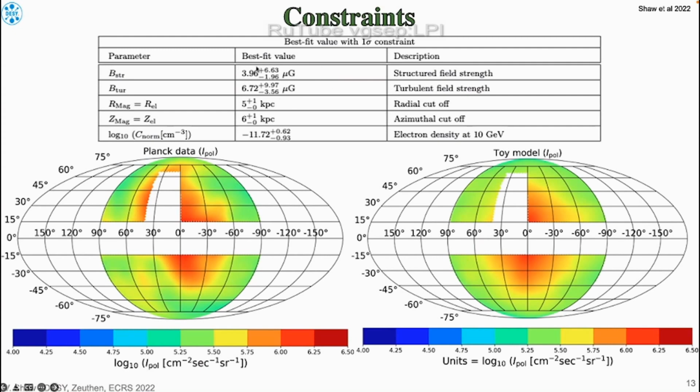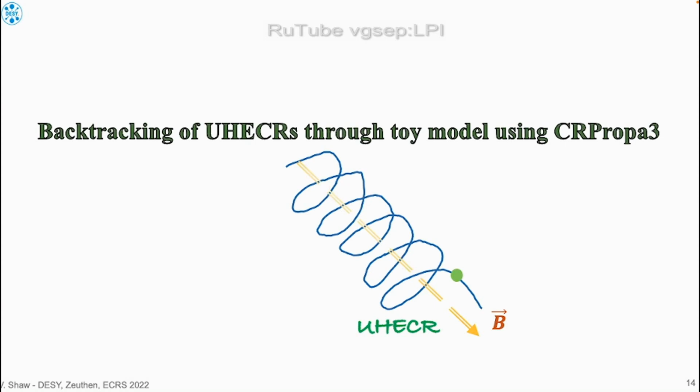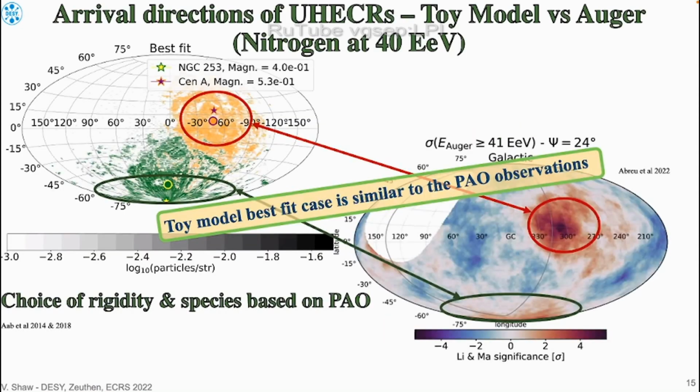And we find a somewhat constrained structured field and also the radial and the azimuthal cutoff of the magnetic fields. So once we have these constraints with us, we did backtracking of ultra high energy cosmic rays using CRPropa3. We chose nitrogen as a species of particles, and the rigidity was 40 EV, and all of this was motivated based on Pierre Auger's observations.